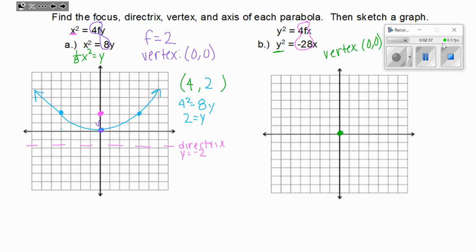Well, this has a focus of -7. 4 times -7 is -28. And so what does that mean? That means your focal point is -7 units away from the vertex. So -7 units, 1, 2, 3, 4, 5, 6, 7. That puts me all the way here. That means our directrix is 7 units backward. So here's our directrix.